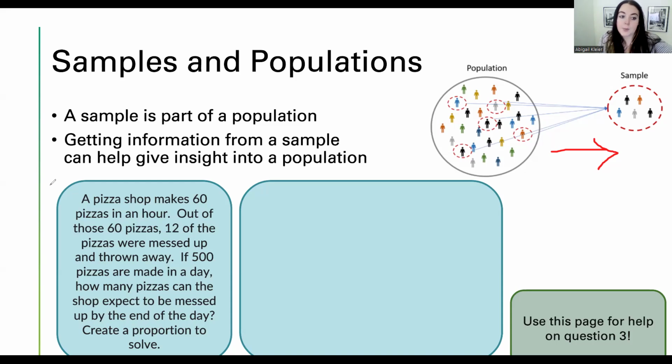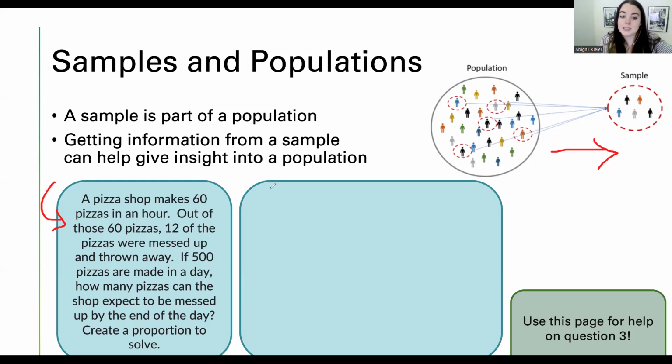So here is an example question that I am going to solve on the board with you. A pizza shop makes 60 pizzas in an hour. Of those 60 pizzas, 12 of the pizzas were messed up and thrown away. If 500 pizzas are made in a day, how many pizzas can the shop expect to be messed up by the end of the day? Create a proportion to solve.